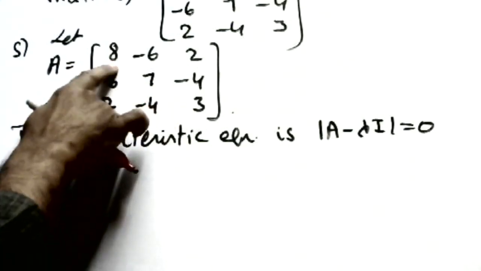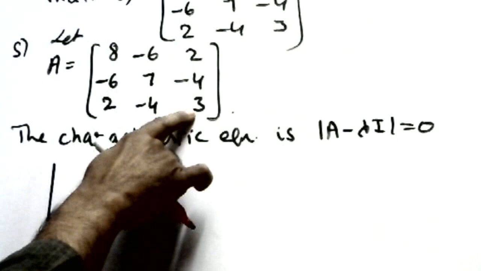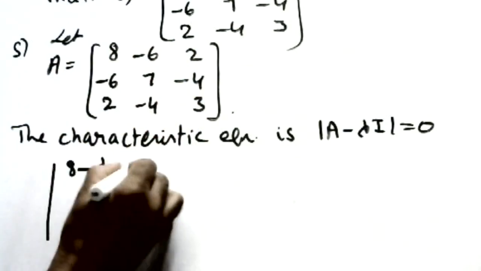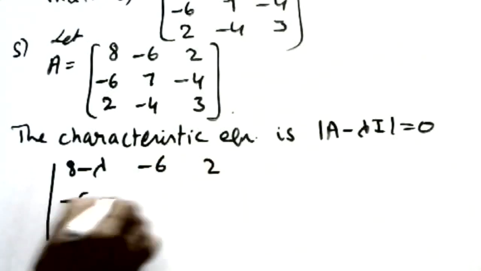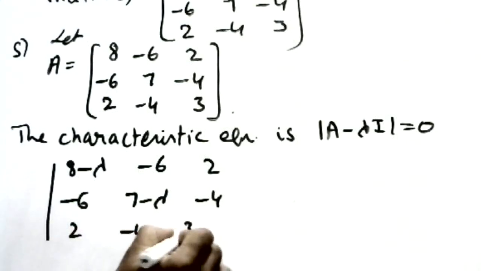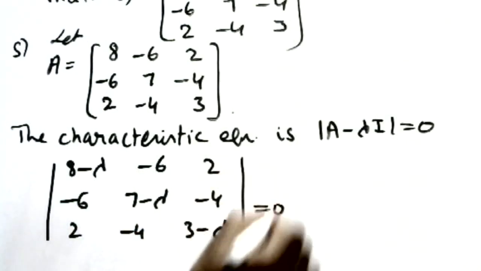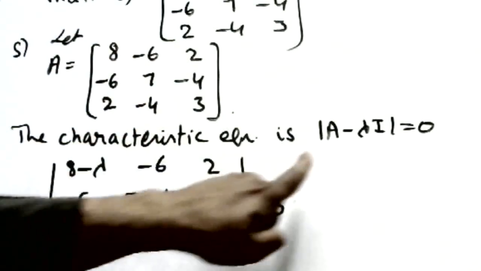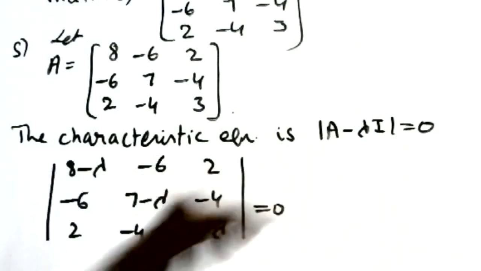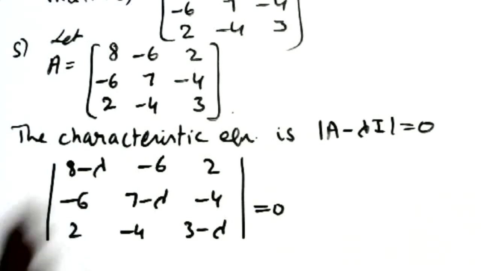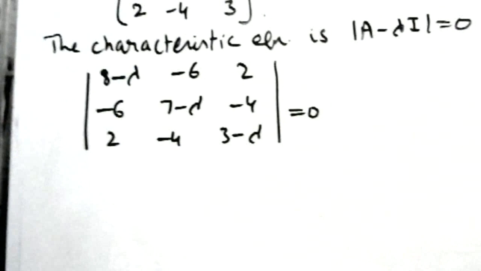Just we add minus lambda with these three numbers: 8 minus lambda, 7 minus lambda, 3 minus lambda, whereas the other numbers remain the same. See once more, you just add minus lambda with these three diagonal numbers, the remaining remain the same. This is the characteristic equation A minus lambda I equals 0. Now this is the determinant.